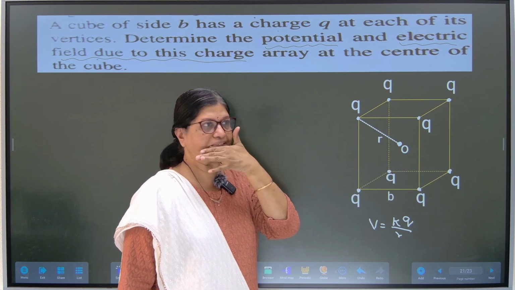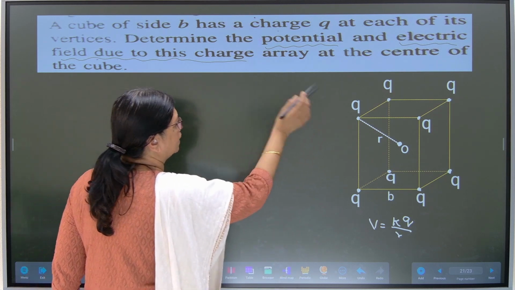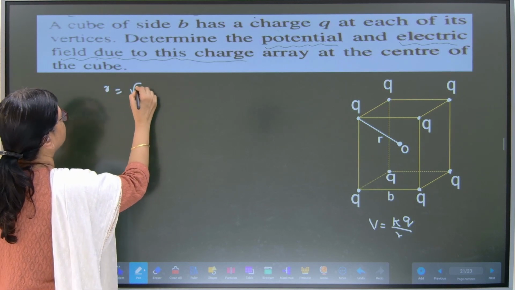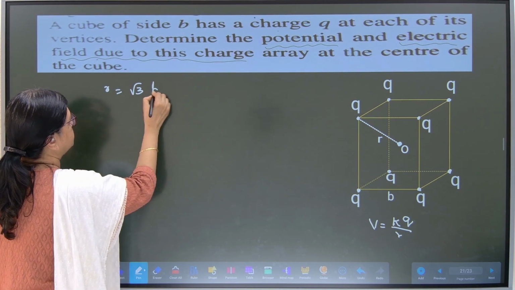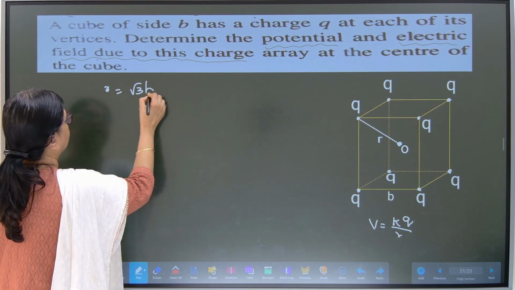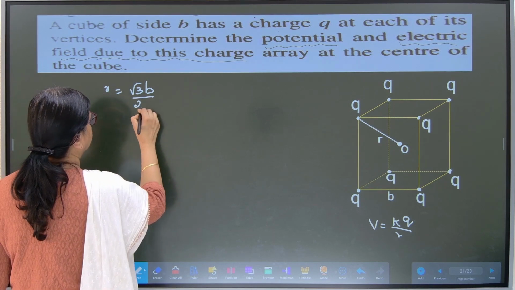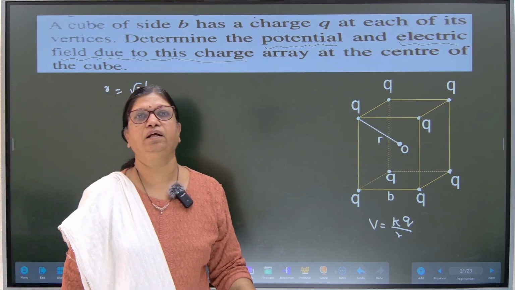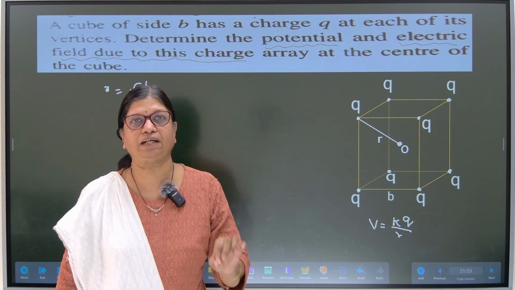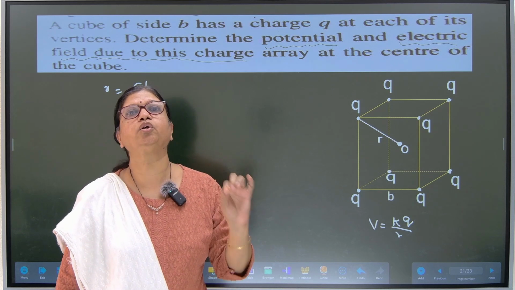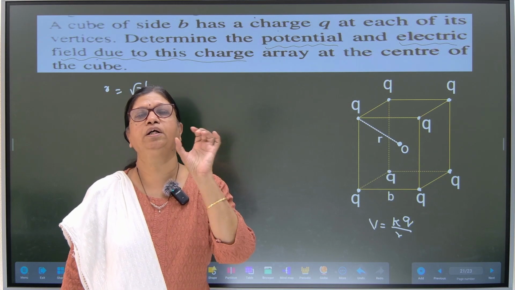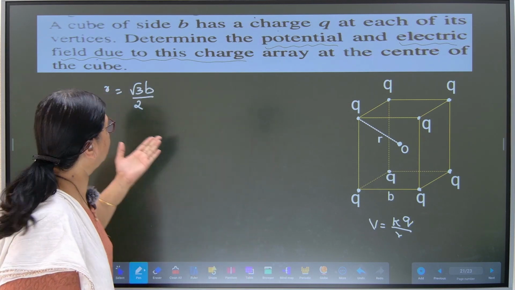Now, as per the mathematics, the distance between the center and the vertex for any cube is R equal to root 3 times the side length, which is given to you as B, divided by 2. So remember this as maths. There is no need of sitting in the exam hall and deriving the distance between the center and the vertex of a cube. Remember it as root 3 divided by 2 into the side length. So that is what is written here.